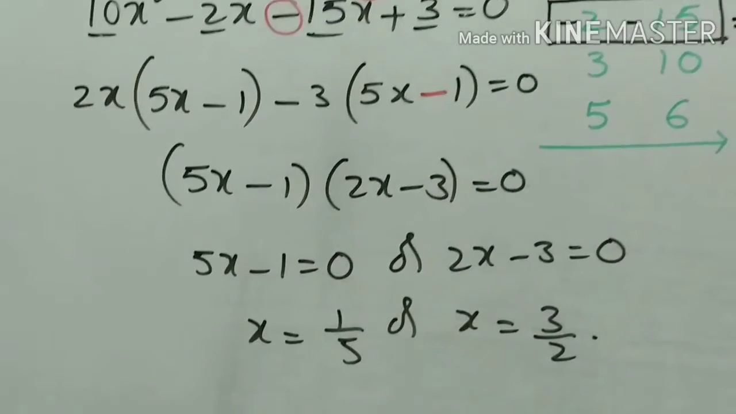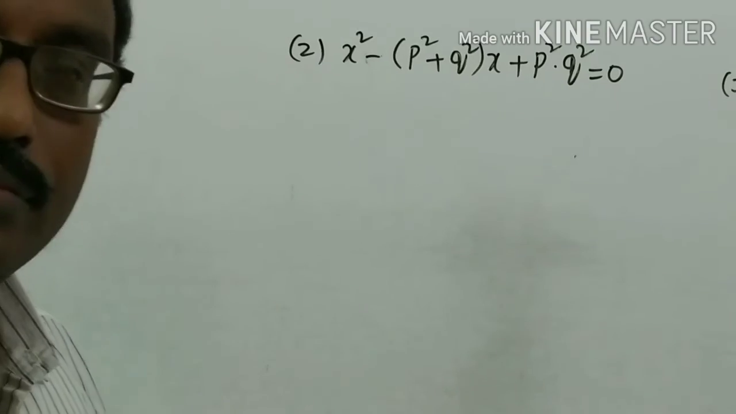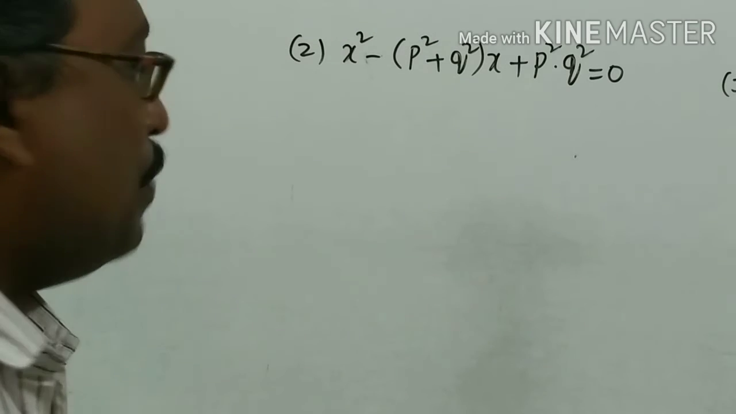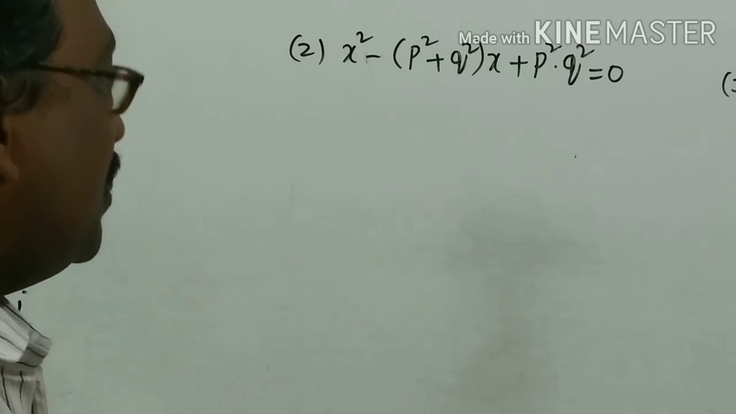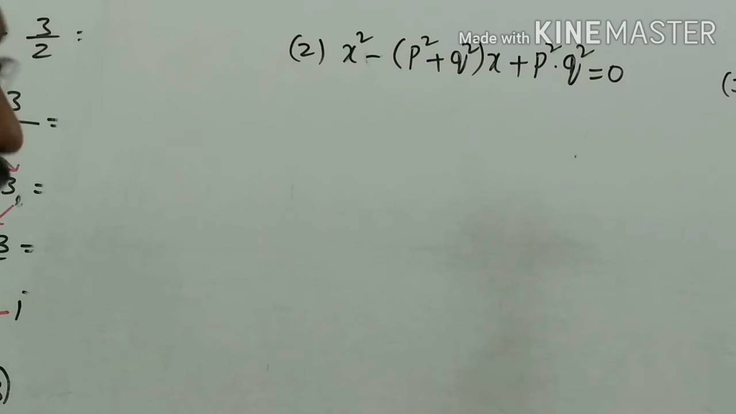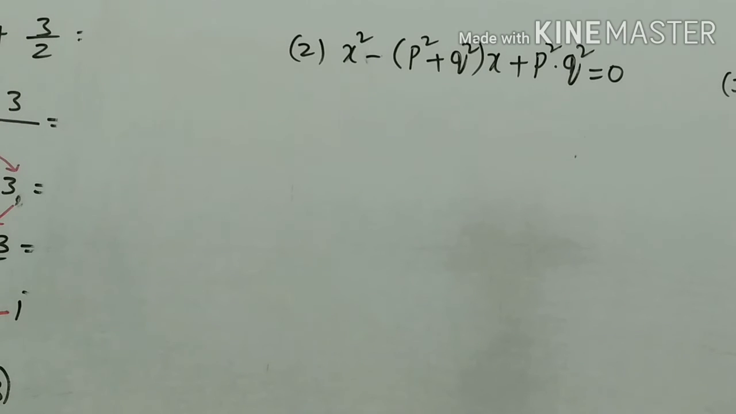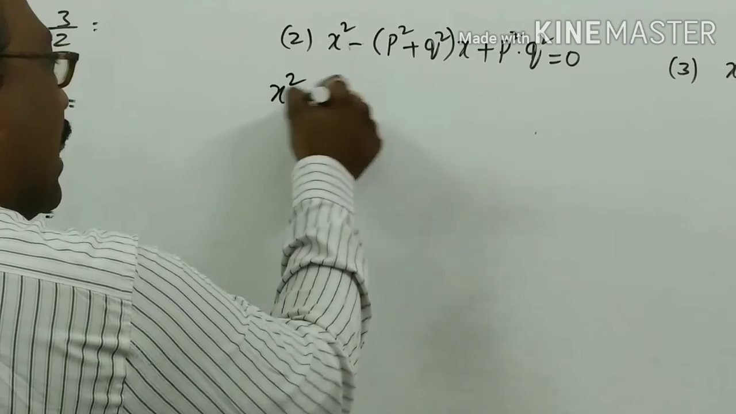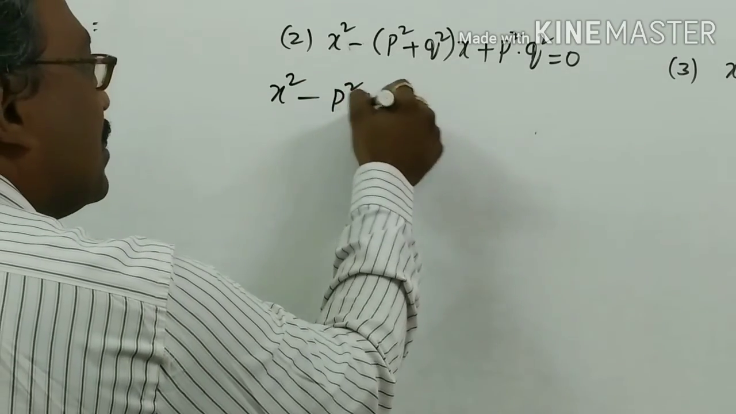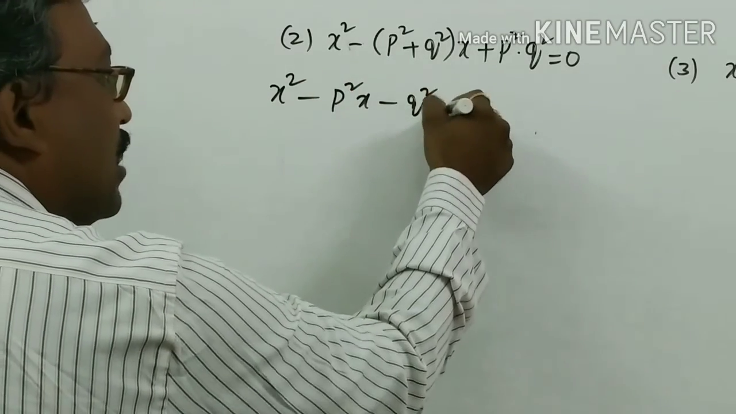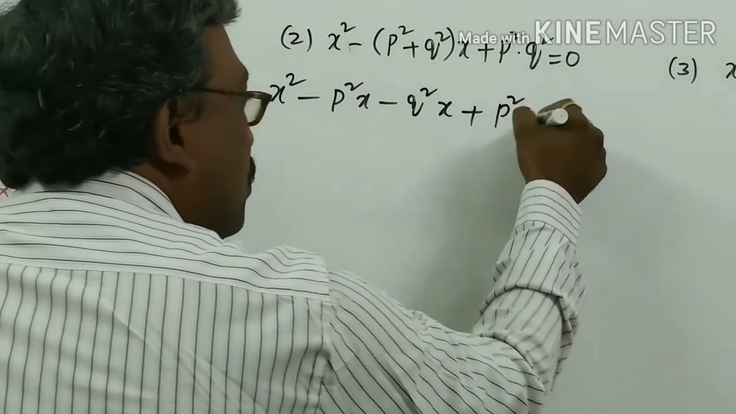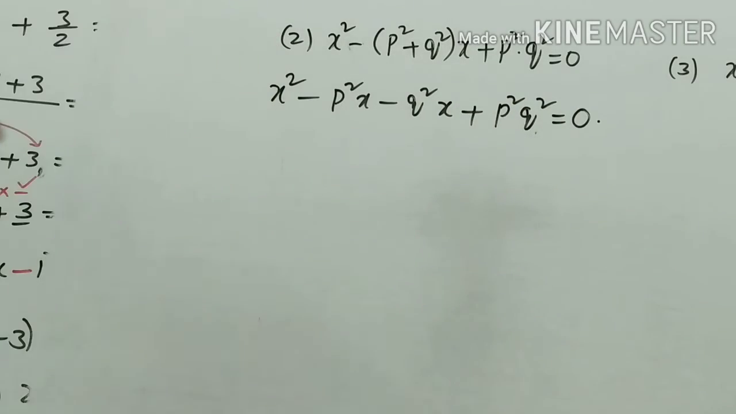Alright? Here is one more example. x square minus p square plus q square into x plus p square q square. To factorize it, unlike before, it is not about multiplying numbers and factorizing. Directly you can open the bracket: minus p square x plus into minus minus q square x plus p square q square is equal to 0.